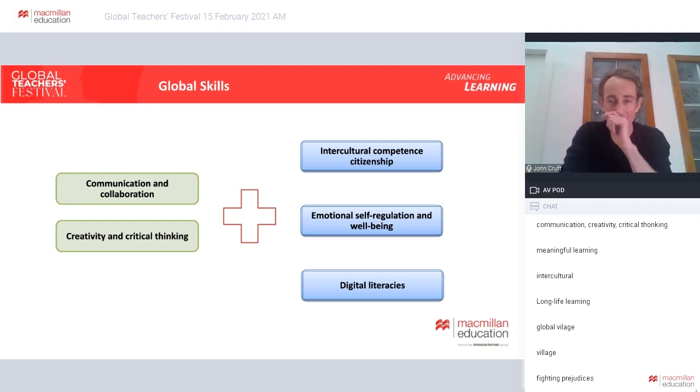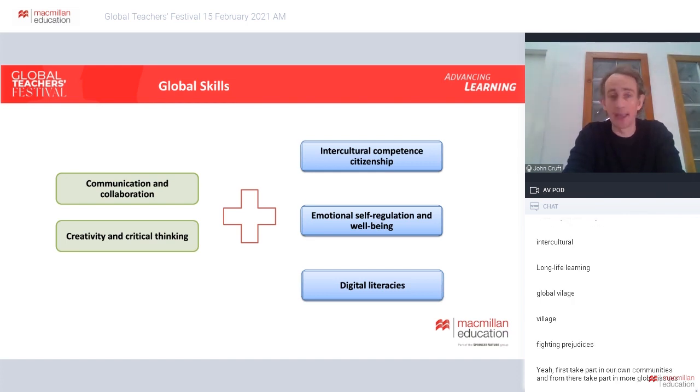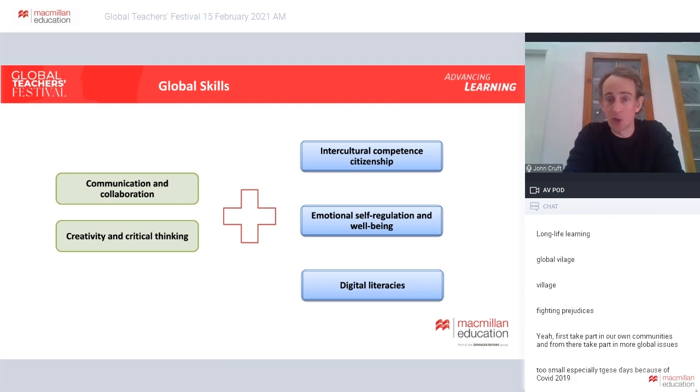And also what I love, this second one in blue here, we've got emotional self-regulation. So many of you have been talking about that with your ideas in the chat box there, and well-being. And that's so important right now, isn't it? And I think that can be split up. We've got things like socio-emotional learning, how we regulate our own emotions, how we understand other people's emotions. Many of you wrote empathy in the chat box as well, which would all come under that umbrella of emotional self-regulation and well-being.